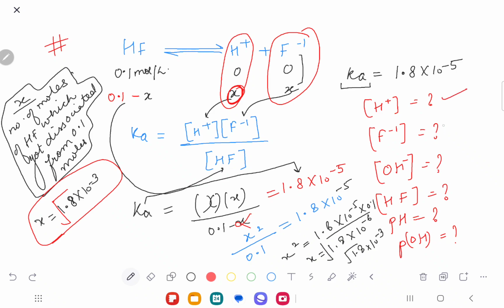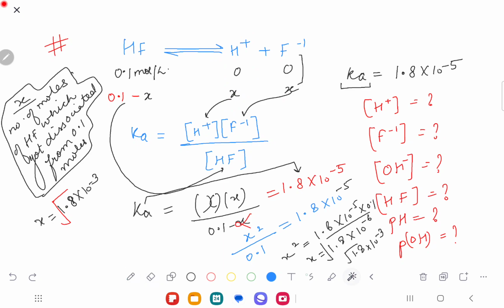If you know H plus, can you not calculate OH negative? If you can calculate OH negative, can you not calculate pH? Can you not calculate pOH? Yes or no? And can we not calculate F negative? We can calculate all of these. So we will be doing that in the next class. But up till now, I hope you understand this finding X method. And these are the standard steps. For this chapter, these steps would be common to all the questions that you take into account. So this much you need to remember.